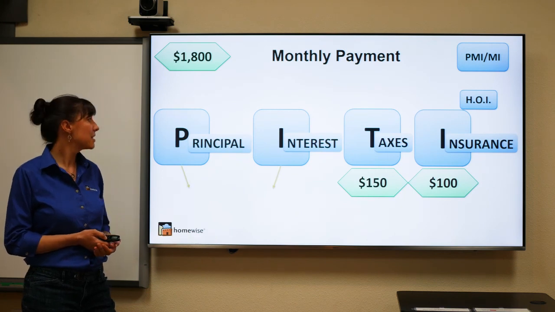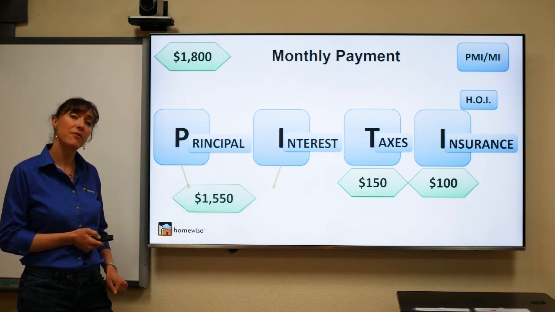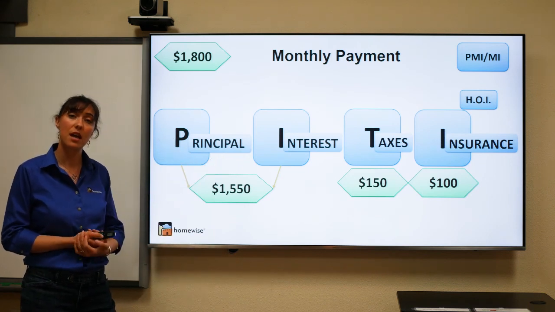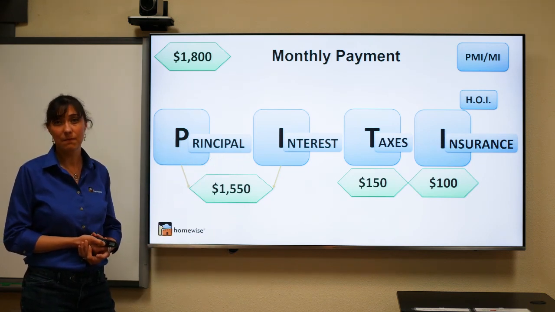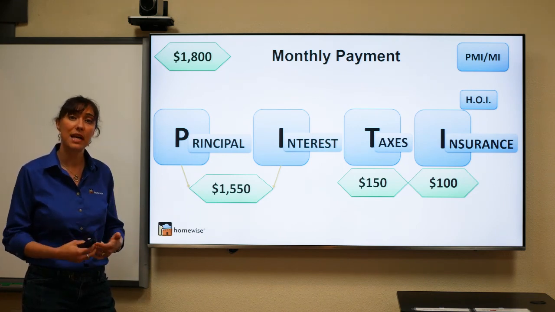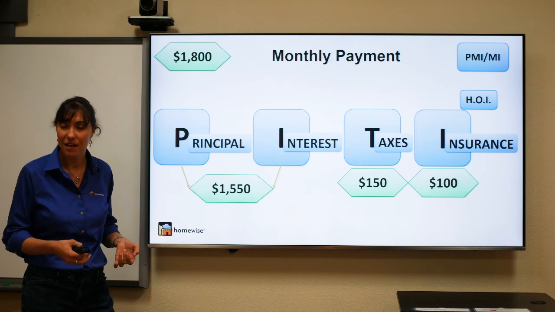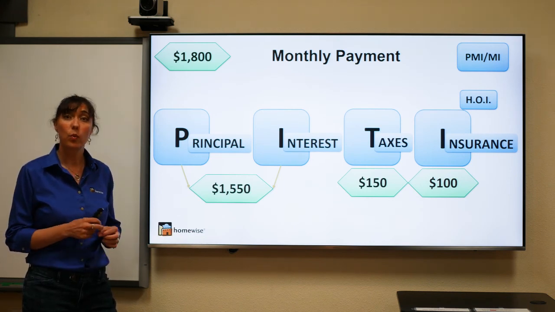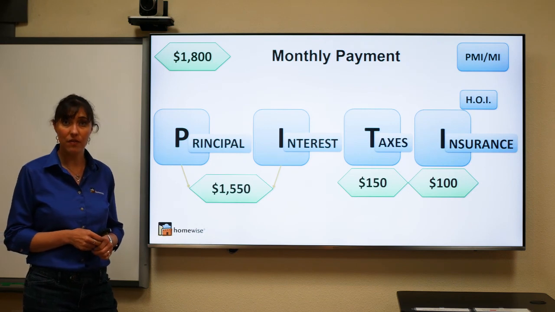That leaves us with $1,550 available for the principal and interest portion of our monthly mortgage payment. Now, in this example, we're talking about a fixed rate mortgage loan. What does that mean? A fixed rate mortgage loan is a mortgage loan in which the interest rate will not change over the life of the loan.